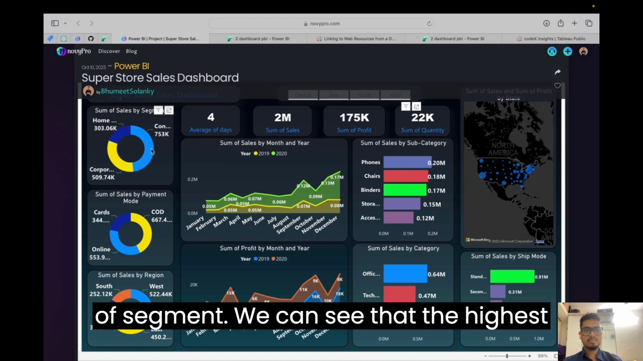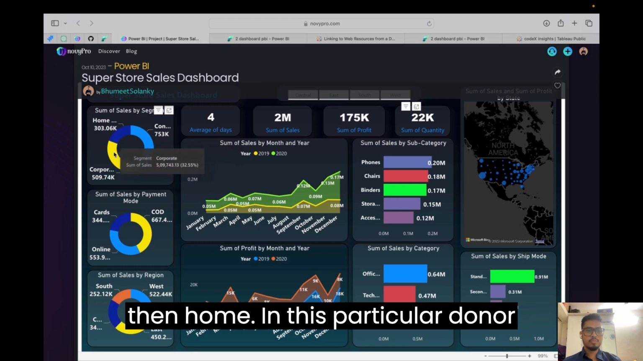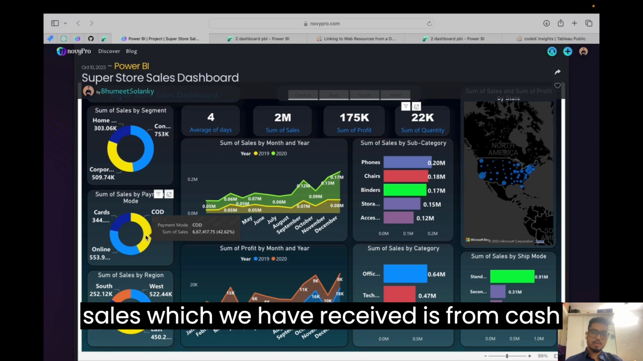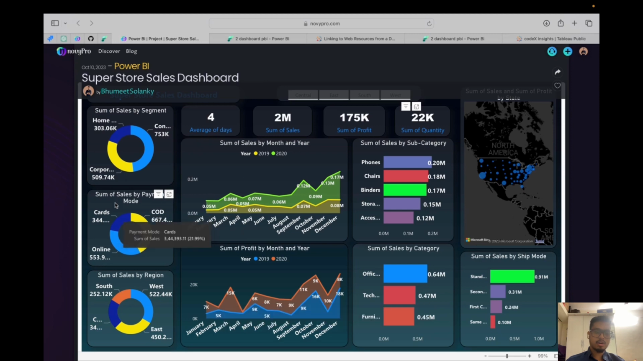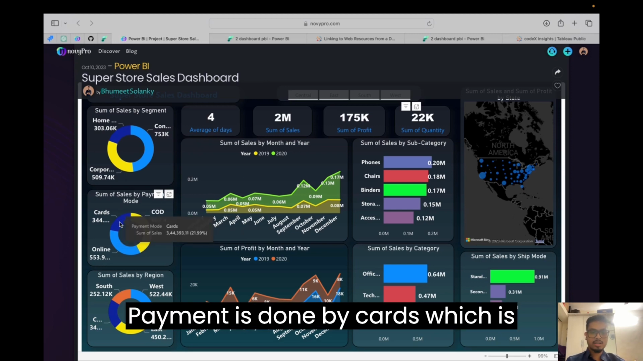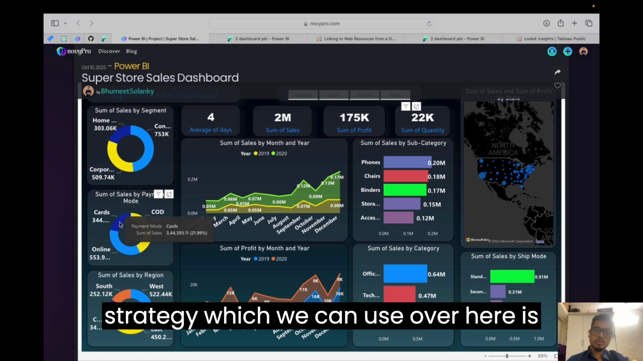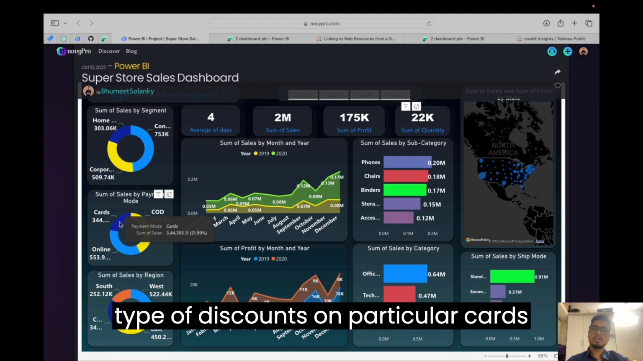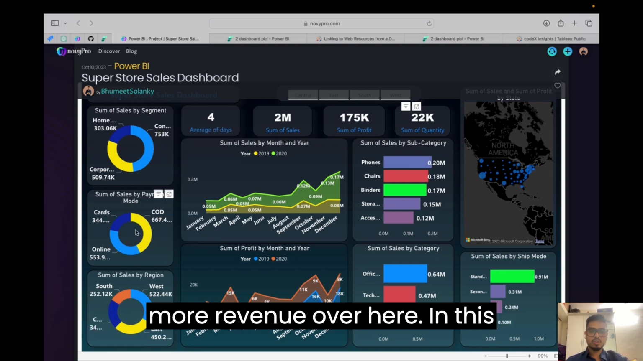We can see that the highest number of sales which we have done is to consumer, followed by corporate, and then home. In this particular donut chart, we see that the highest number of sales which we have received is from cash on delivery, which is 42%, followed by online, and then payment done by cards, which is 22%. So the strategy which we can use over here is we can give various types of discounts on particular cards, which will make the consumer use that particular card, and we can generate more revenue.